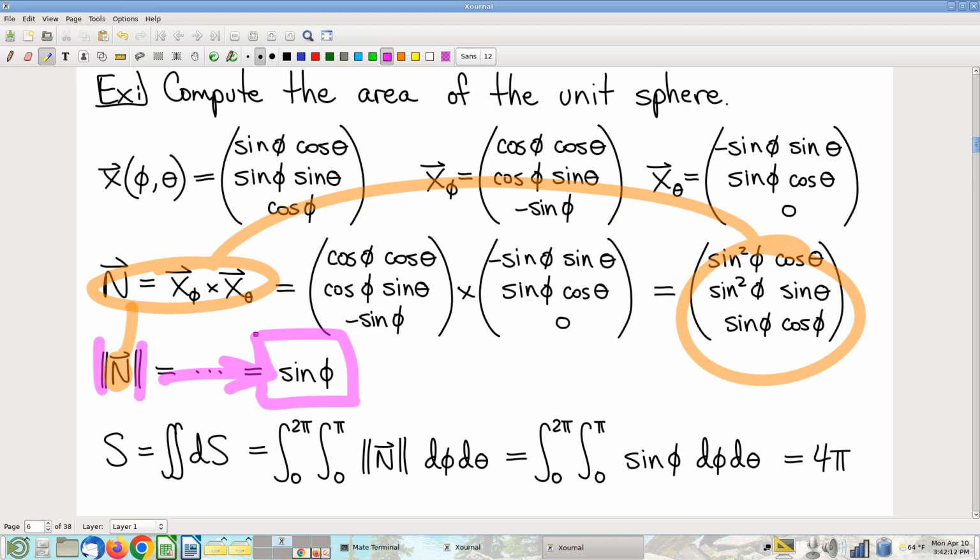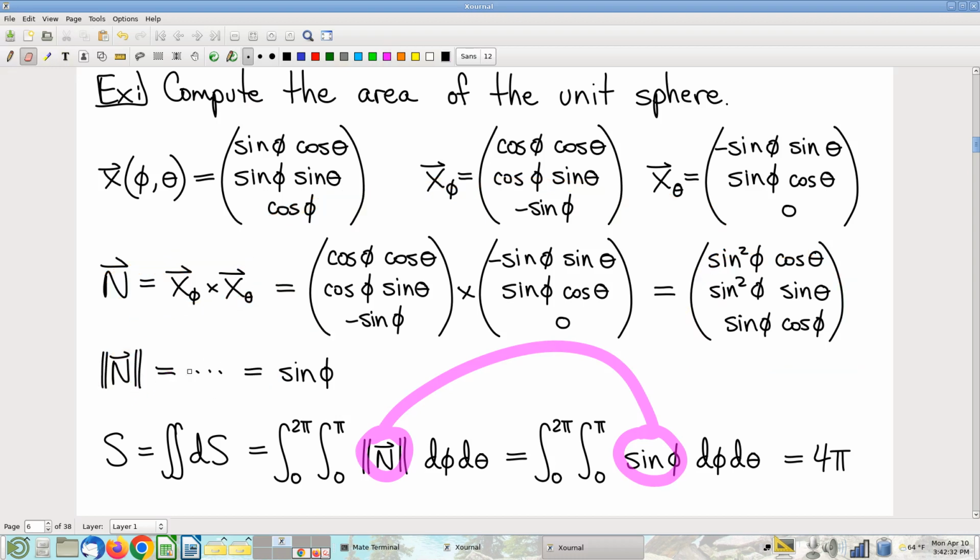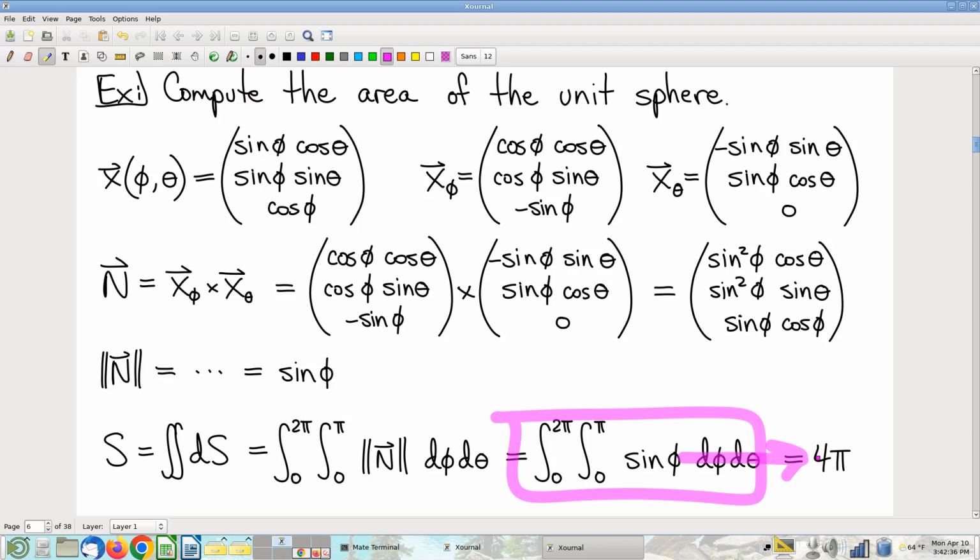So what looks like it could be horrendous, right? You see this vector here, and you're thinking, oh my gosh, the magnitude of this is going to be a massive expression. It'll go all the way across the page. It simplifies massively down to just sine phi. So this stretching factor is just sine phi. We end up then with a very straightforward double integral to compute, and it ends up being 4 pi.